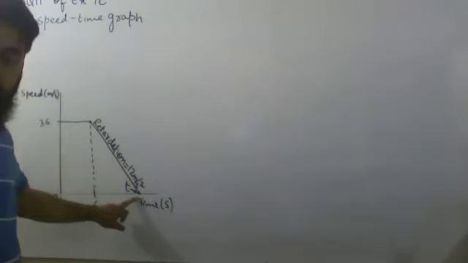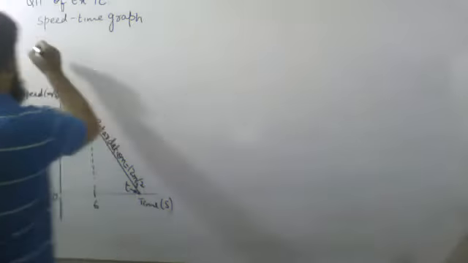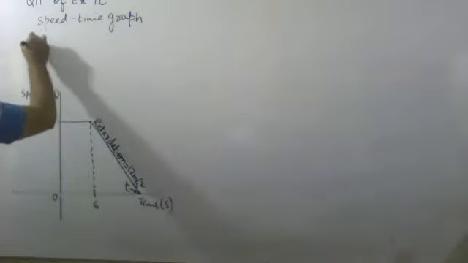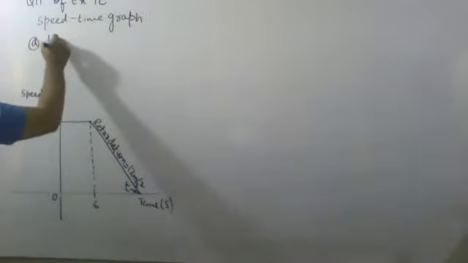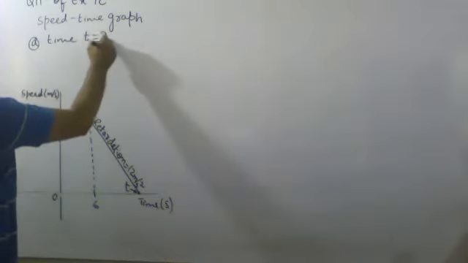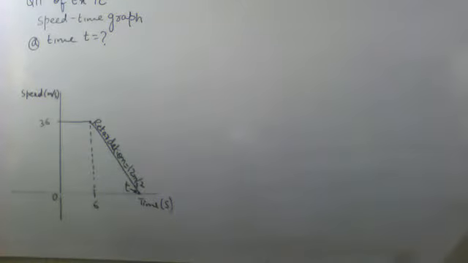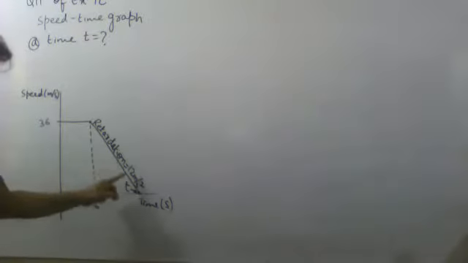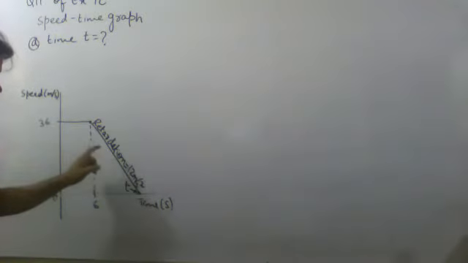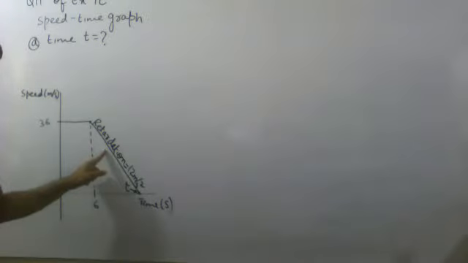And at this point it will come to rest. All of this is given in the question. Now in part A I have to find time t. What will be the time t over here? So t is over here, which is a line showing retardation, and retardation means 12 meter per second square. That is the gradient of this line.